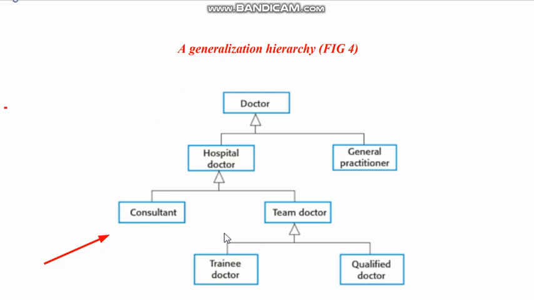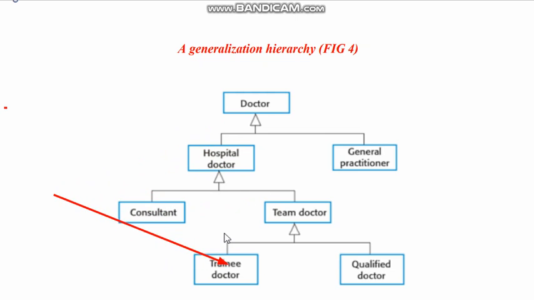When we want to show inheritance in object oriented design or a class diagram, you can show this diagram for the generalization factor. Generalization will tell you about the factor of inheritance. So what happens when you inherit this doctor class? The features of the doctor class are acquired by hospital doctor and general practitioner along with their own features. Similarly, when the hospital doctor class is derived by consultant and team doctor, they will have the features of doctor and hospital doctor also.